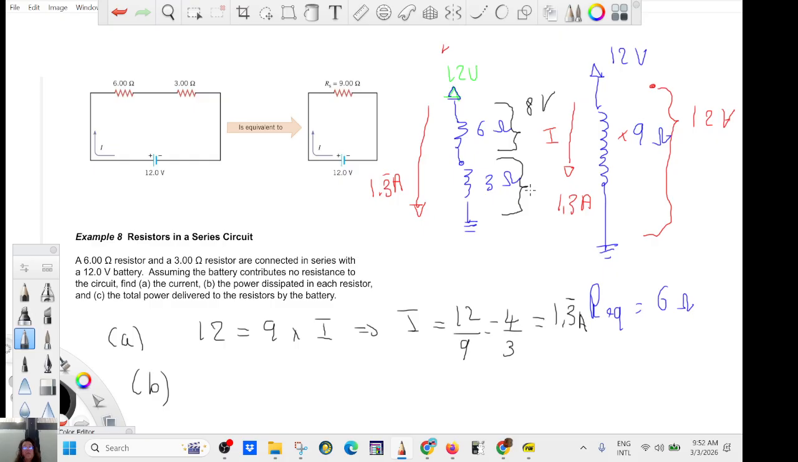And how much is left? So you can do 3 times 1.333. What do you get? 4. Does it make sense? Yes. Look, 12 volts, boom, you drop by 8, and boom, you drop by 4, and you are back to 0, and then you get a boost again.